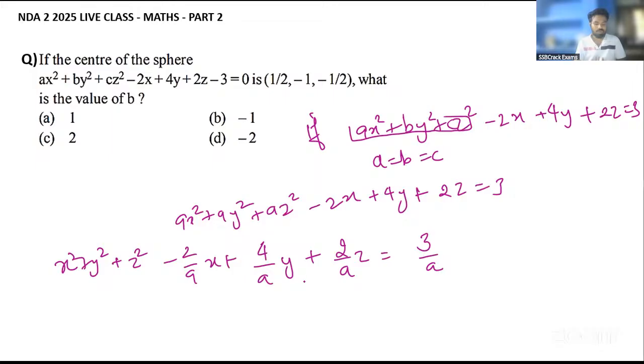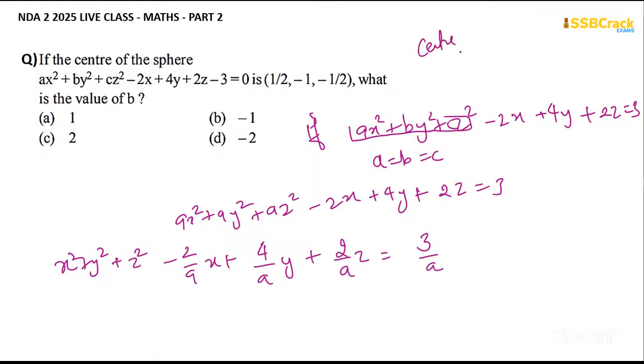Okay, so it is given that the center of the sphere is 1 by 2, minus 1, and minus 1 by 2. So what can we say about the center? The equation of a sphere is x square plus y square plus z square, with something in the multiple of 2 with x, 2 with y, and 2 with z, something like that.